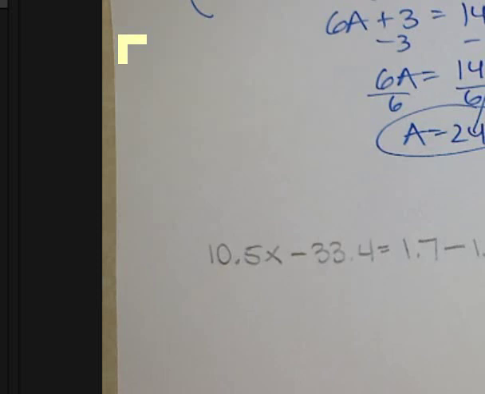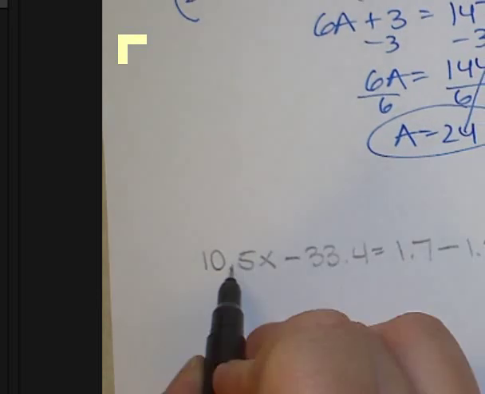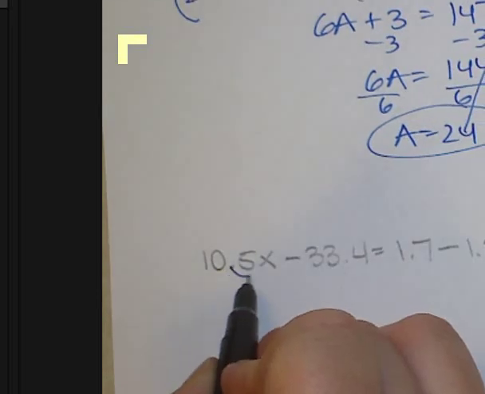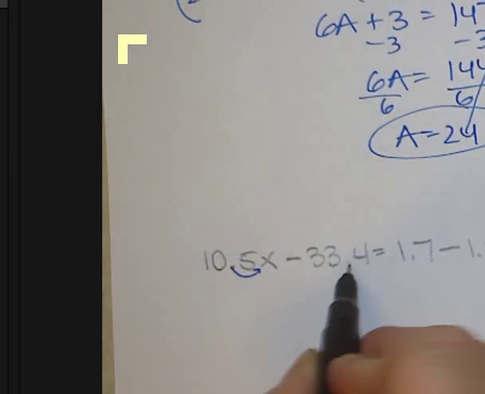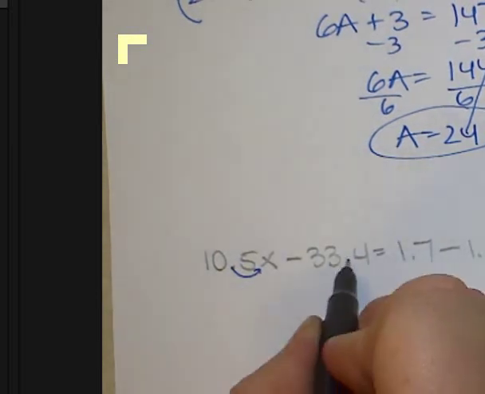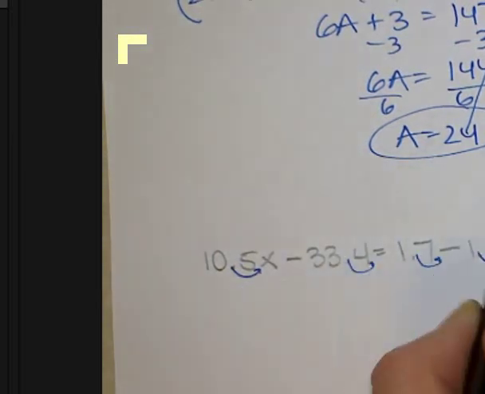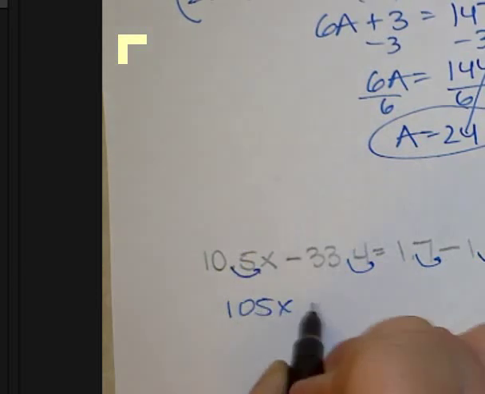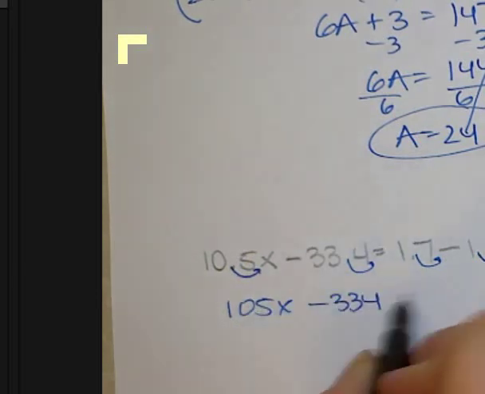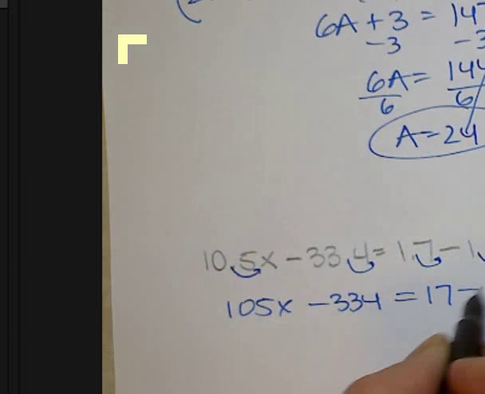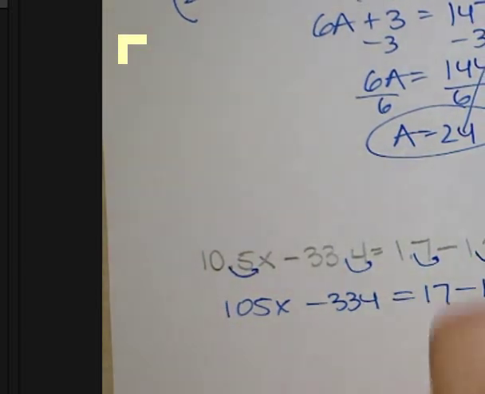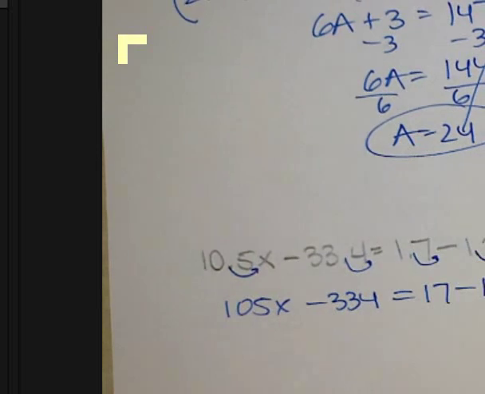And our last problem, to solve for x. So if I move this decimal to the right in every one of the 4 groups, I must also move it 1 time to the right. 105x minus 334 equals 17 minus 12. Remember, there's more than one way to do the math here, and I meant to put an x here, so if you can attach an x to that one.